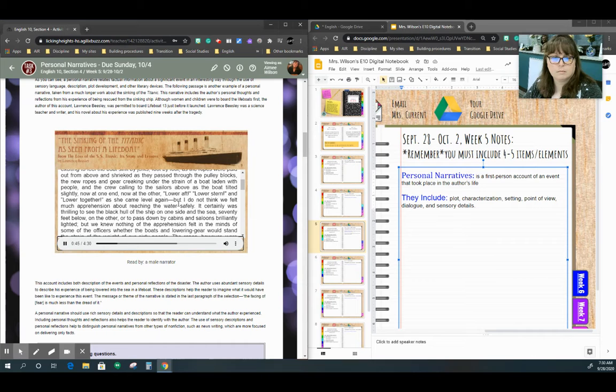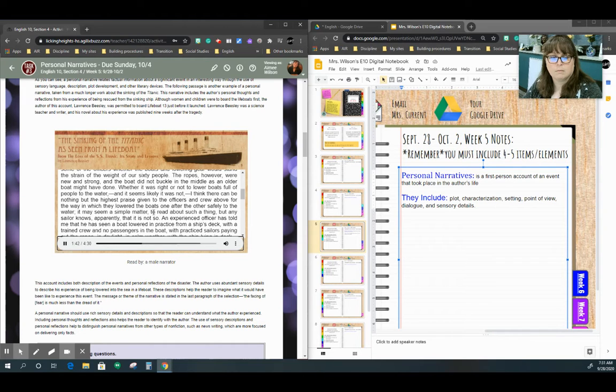As she came level again, but I do not think felt much apprehension about reaching the water safely. It certainly was thrilling to see the black hull of the ship on one side and the sea, 70 feet below, on the other, or to pass down by cabins and saloons brilliantly lighted. But we knew nothing of the apprehension felt in the minds of some of the officers whether the boats and lowering gear would stand the strain of the weight of our 60 people. The ropes, however, were new and strong, and the boat did not buckle in the middle as an older boat might have done. Whether it was right or not to lower the boats full of people to the water, and it seems likely it was not, I think there can be nothing but the highest praise given to the officers and crew above for the way in which they lowered the boats, one after the other, safely into the water.